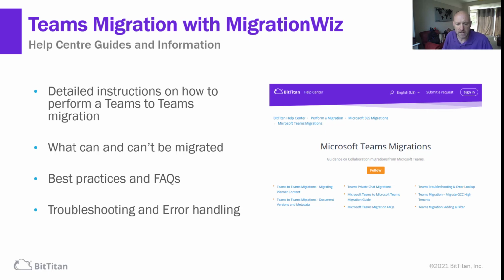But the actual guides have very, very detailed information on how to perform a Teams migration. So even if you've never actually done a migration, you can go and read that information and have a really clear understanding of what you need to do. Now, what are the prerequisites on the source and destination in terms of permissioning you need? How do you extract team data? How do you set up the MigrationWiz project? Some of the advanced options you need to set, some of the things you need to consider when performing the migration, and what you can and can't migrate.